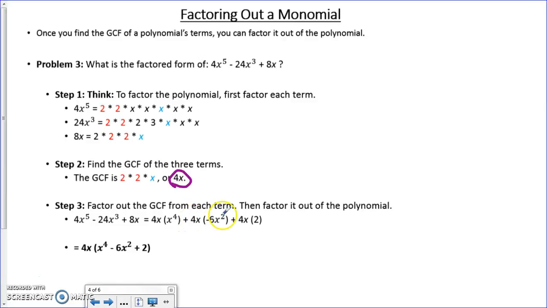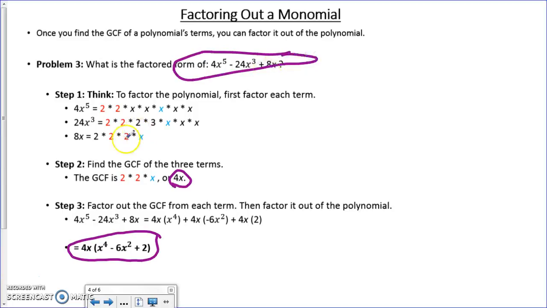24 divided by 4 is negative 6, and then x squared, plus 4x times 2. So the simplified version, when we factor this trinomial, is 4x times x to the 4th minus 6x squared plus 2. Now, you can always check to see if you factored it out correctly by simply distributing to see if you get your original trinomial.